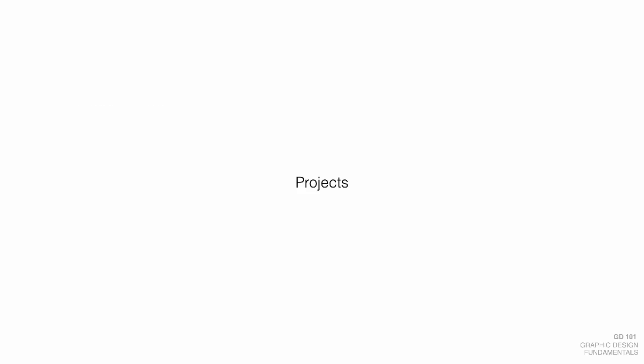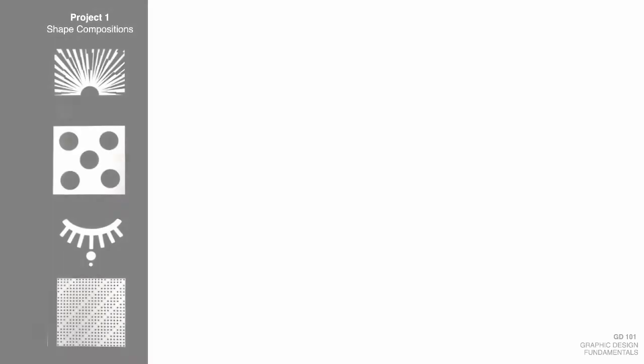Let's just talk briefly about the projects that we're going to be doing in this course. In project number 1, we are going to create what I call shape compositions. Using Adobe Illustrator, we are going to use squares, circles, and triangles to create compositions that reflect a given idea. In this project, we are going to explore ideas of balance and contrast and composition.